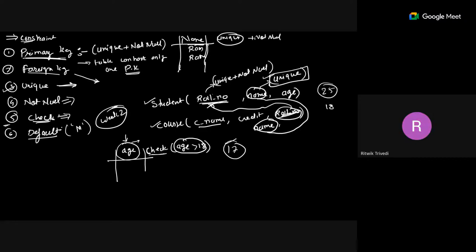If you put any other value, will it override the default value? Yes, it will override. If you don't mention it, then it will take the default value. If you specify it, then it will take that value. Okay, so that's it from constraint data type. Then what else?